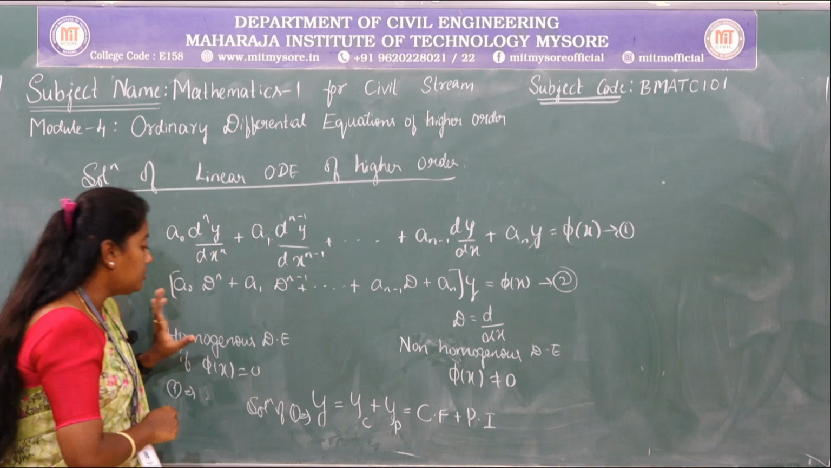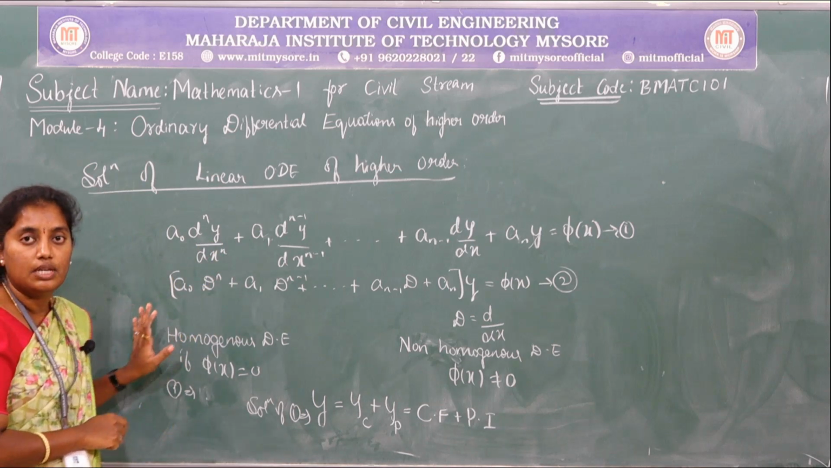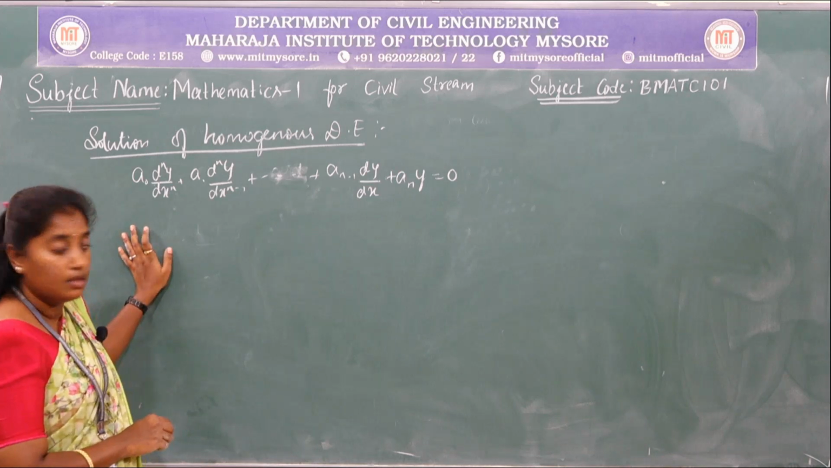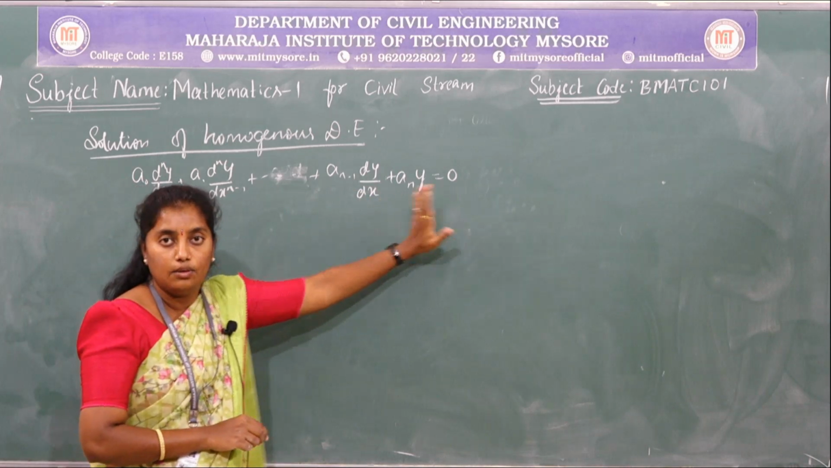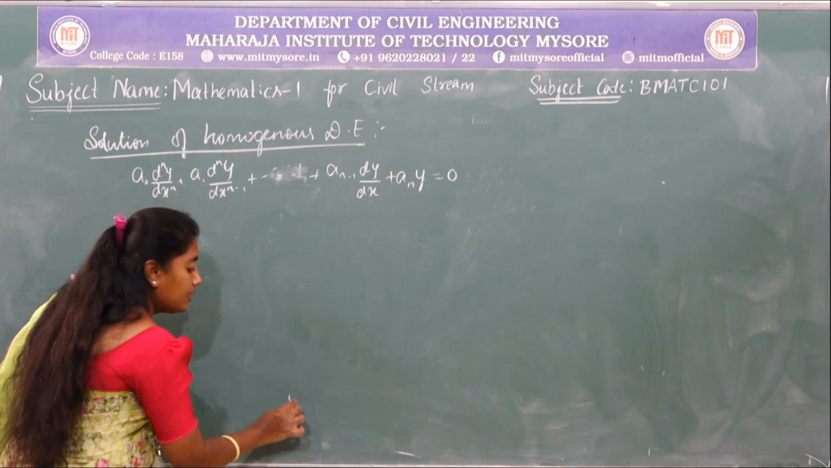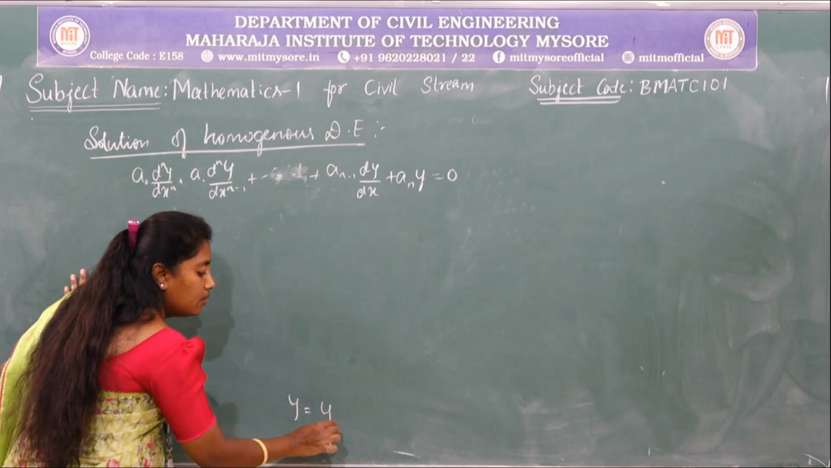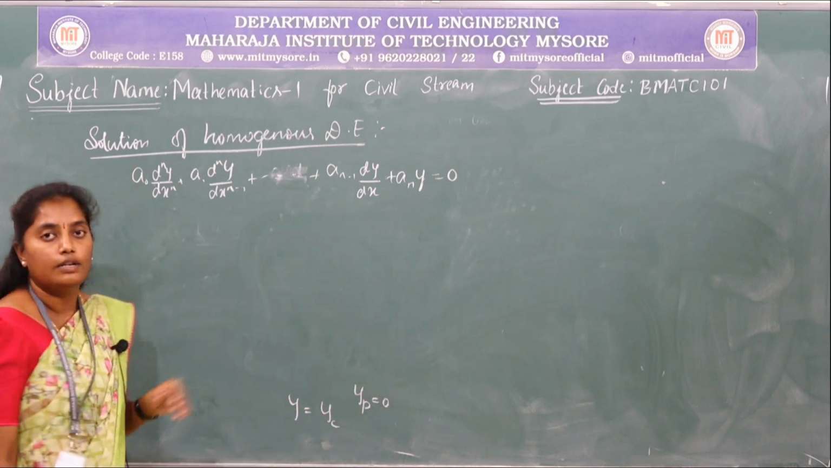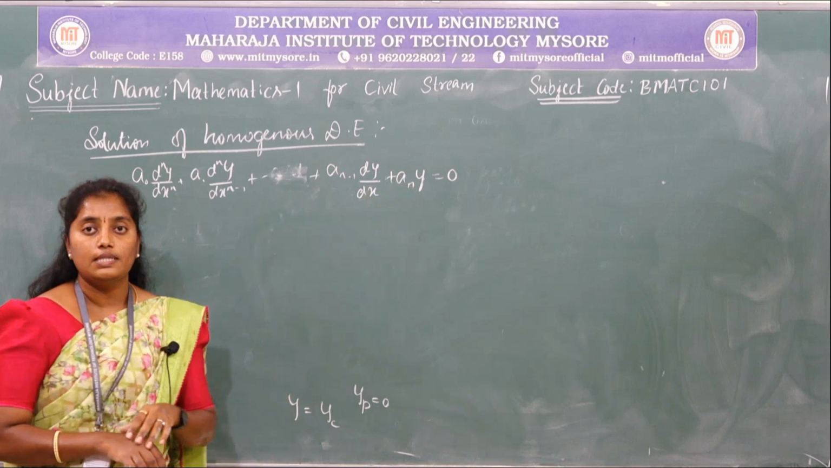So, let us start the solution of homogeneous differential equation. Solution of homogeneous differential equation. So, the RHS function is 0. So, this is a homogeneous differential equation, and that contains solution y is equal to yc, because here the value of particular integral is equal to 0 since the RHS function is 0.